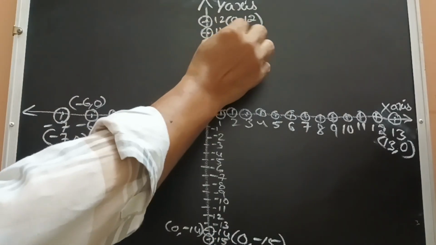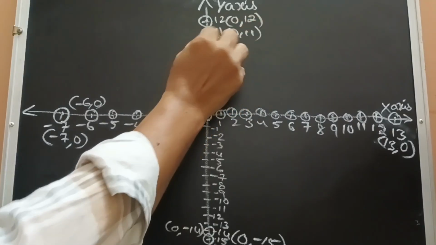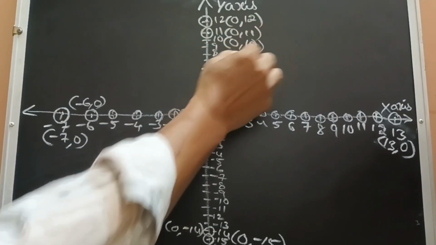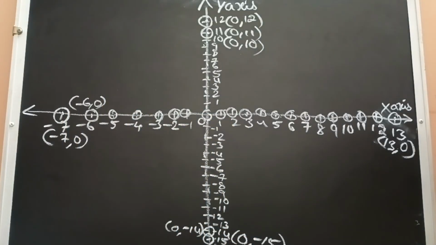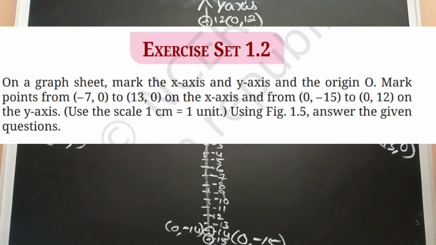So this is 0 comma 11. So this is 0 comma 10. Like this we have to represent all these points on the y-axis. This is about the first question and second question. Next, coming to the continuation question, he is asking that using figure 1.5 answer the given questions.